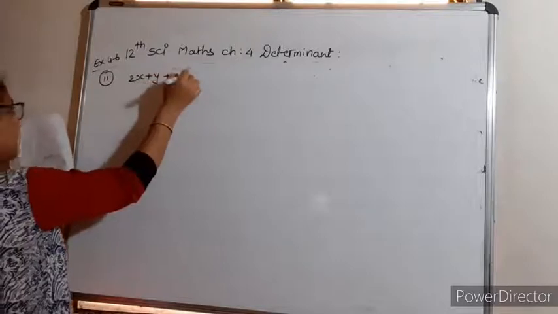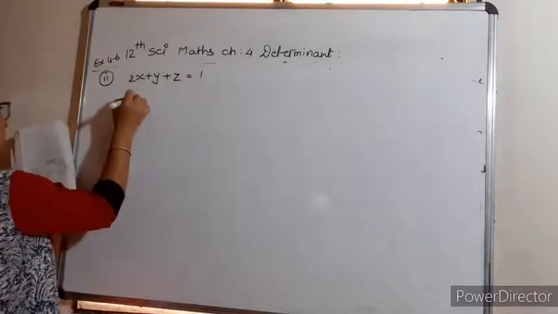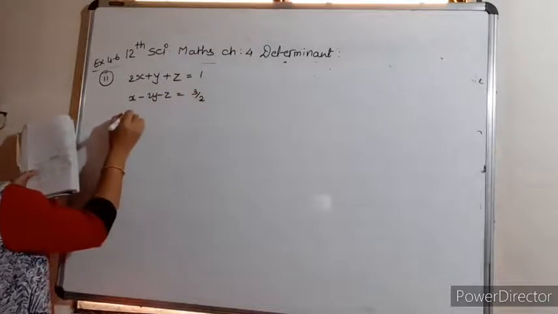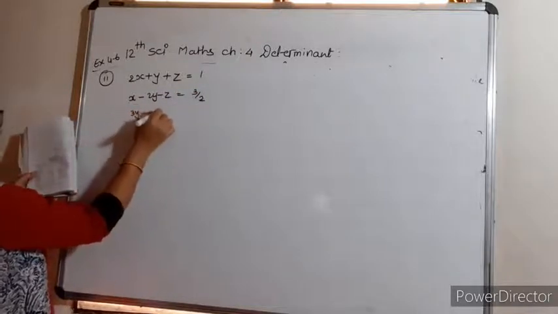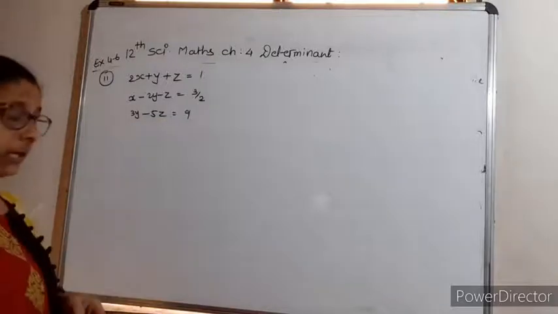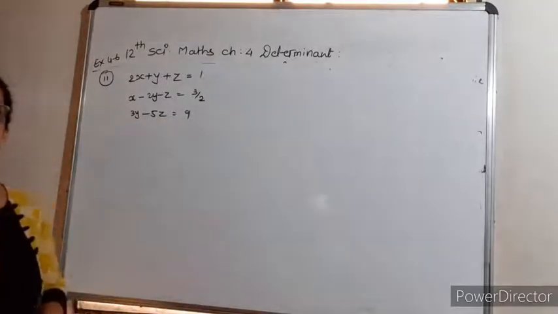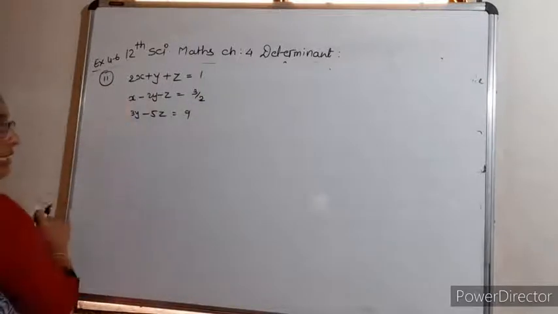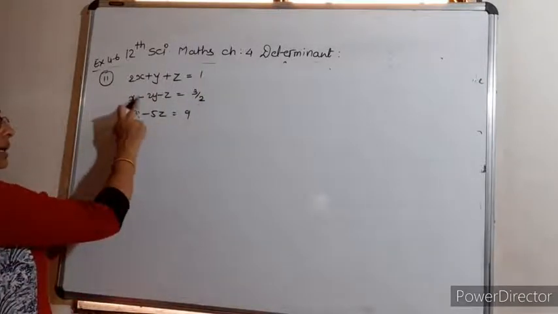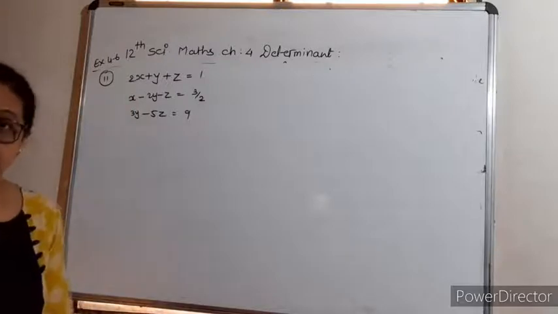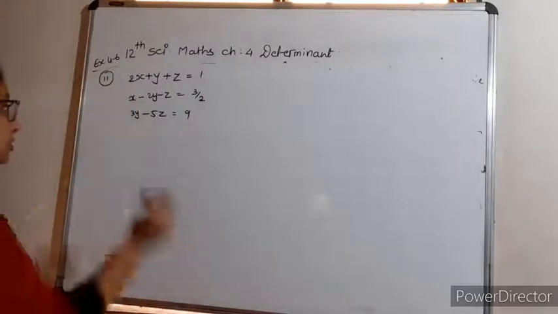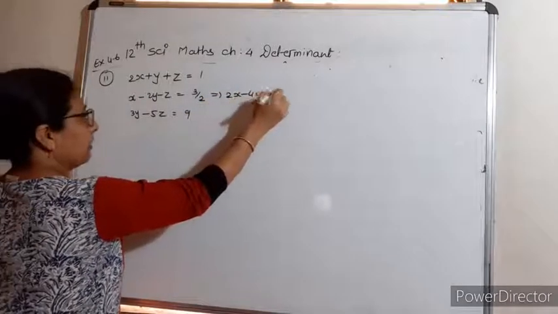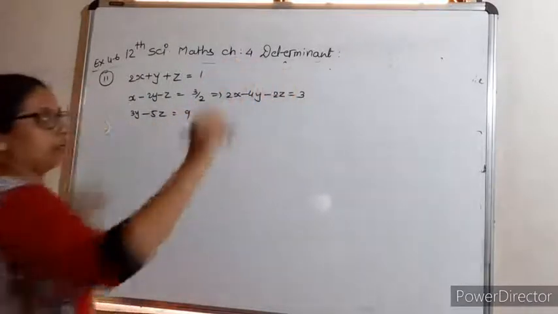2x plus y plus z is 1. X minus 2y minus z is 3 by 2. And 3y minus 5z is 9. So if it is 3 by 2, you can leave it like that, that will also work. But I want to remove the fraction, so multiply the whole equation by 2. So remove the fraction, so that it becomes 2x minus 4y minus 2z is equal to 3.